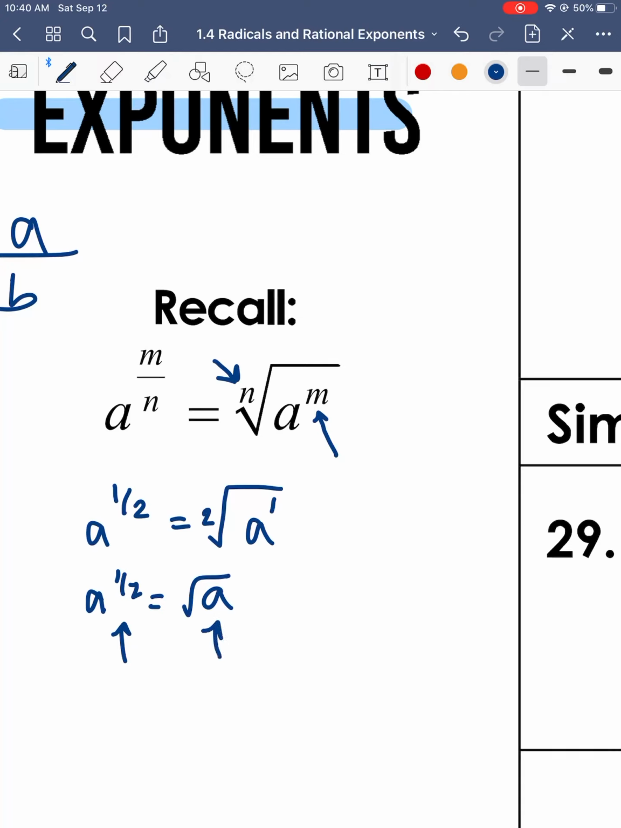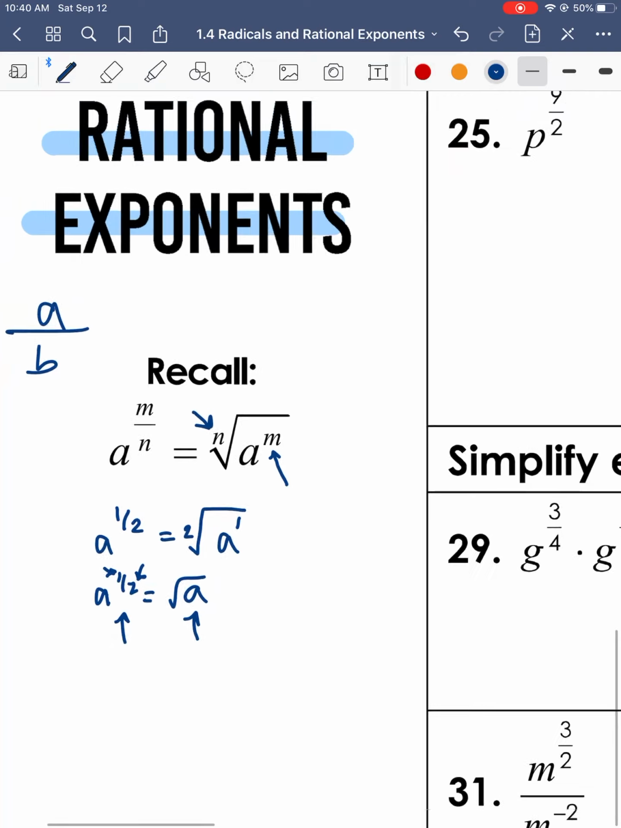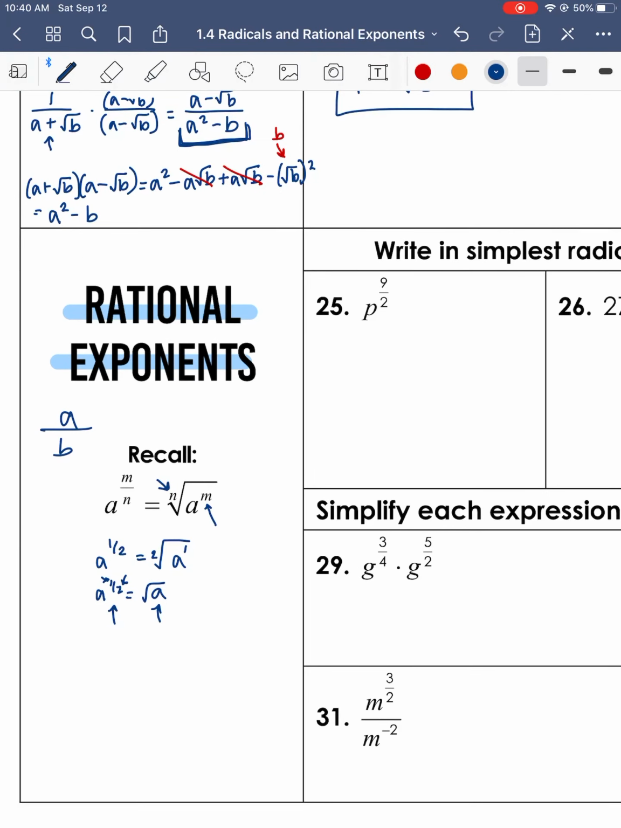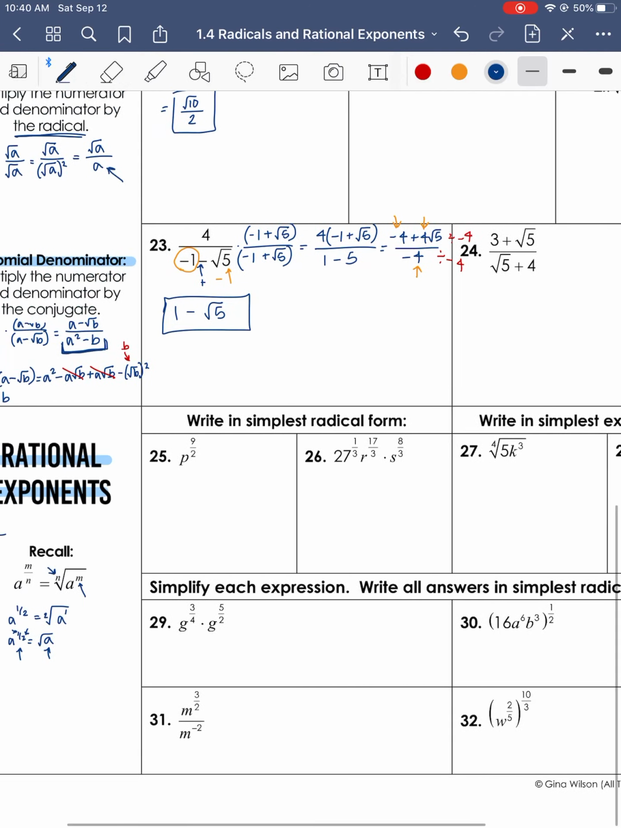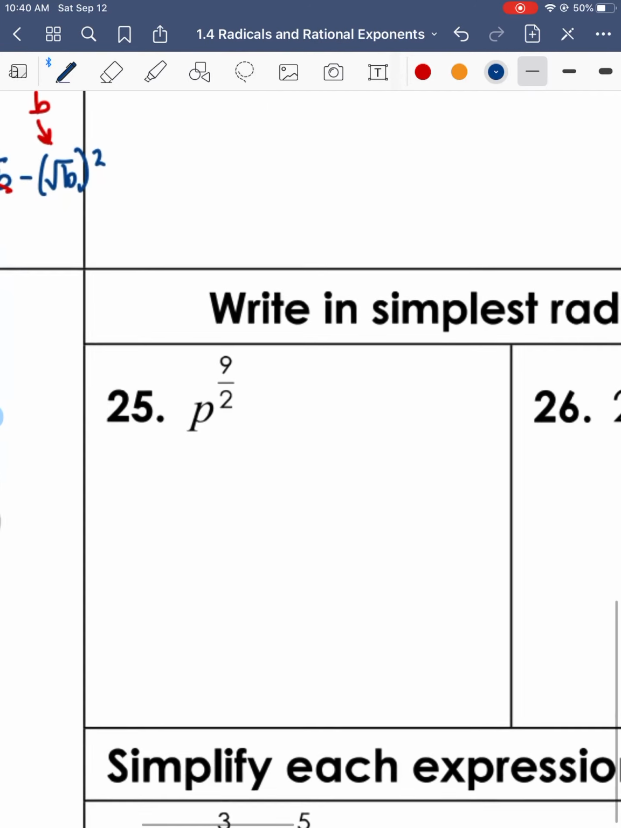I know a to the 1/2 is the square root of a, so then I know that the denominator is the root and the numerator is the exponent of the radicand. Okay, so let's do some of these problems. Let's do number 25 first.